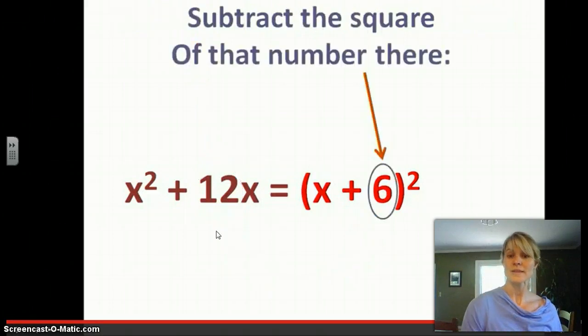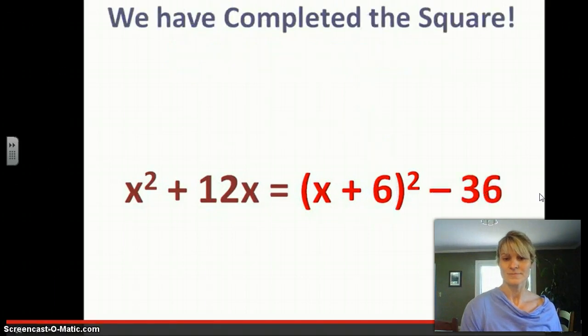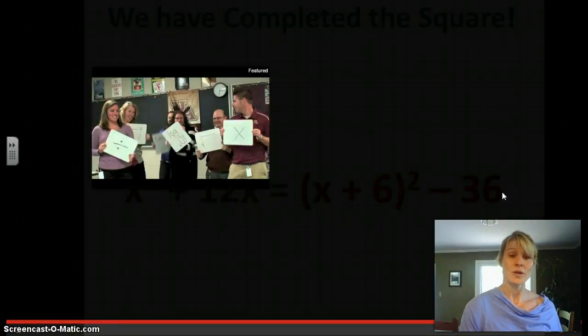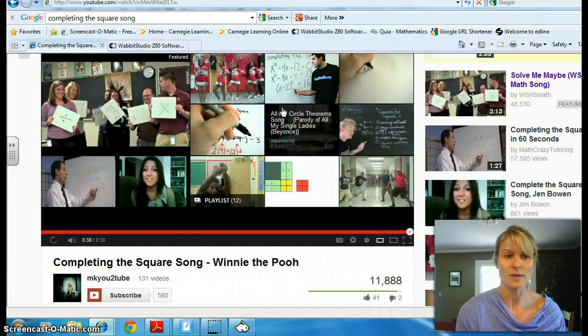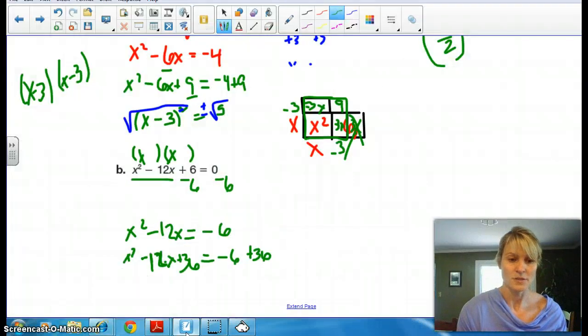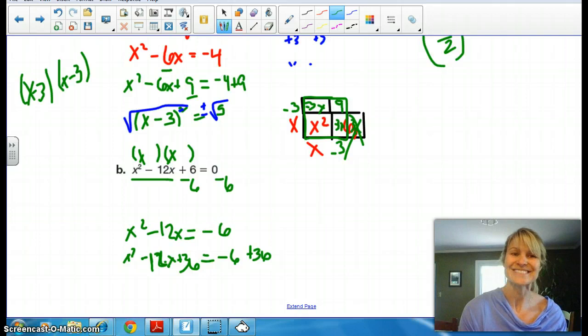So if you look, they kind of short-stepped ours. We halved it and squared it and added it to both sides. They went ahead and just put it right into the parentheses there. Subtract the square of that number there. And then they added the square of that later. So you have a couple different options there. Okay, so that's all you need to do. You just need to finish this one problem, problem B here, find the two roots, and then we'll go over it in class tomorrow. Good night.